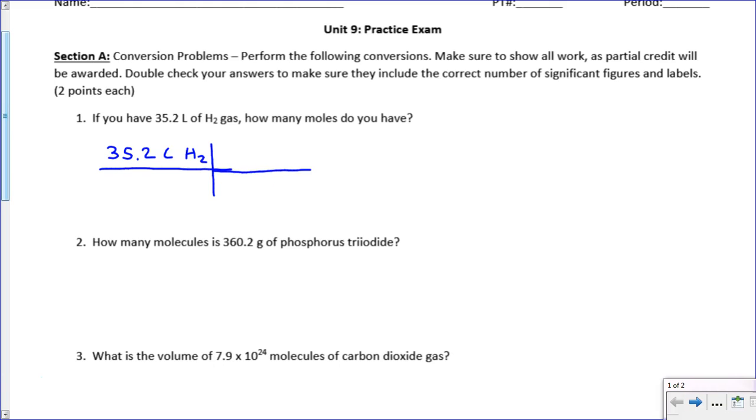Then we want to convert from liters of H2 to moles of H2. And as I said, the conversion factor here is 22.4 liters in 1 mole. There are 3 sig figs in 35.2, and there's 3 sig figs in 22.4, so our answer should have 3 sig figs. You get 1.57 moles of H2.